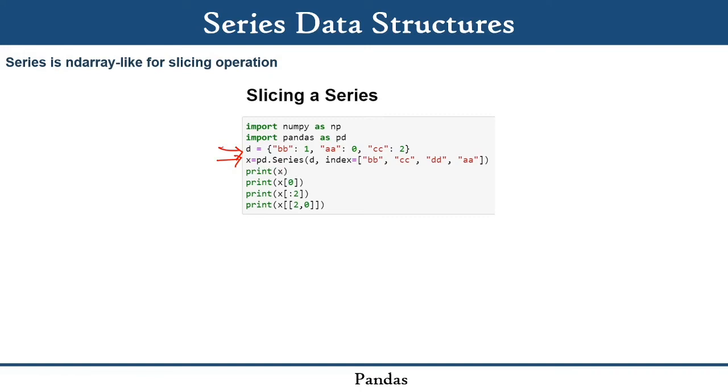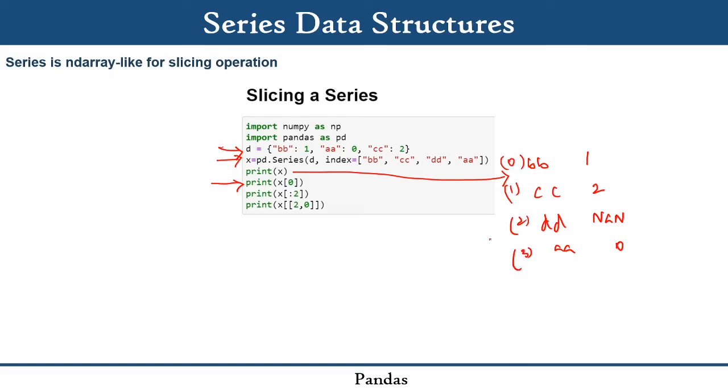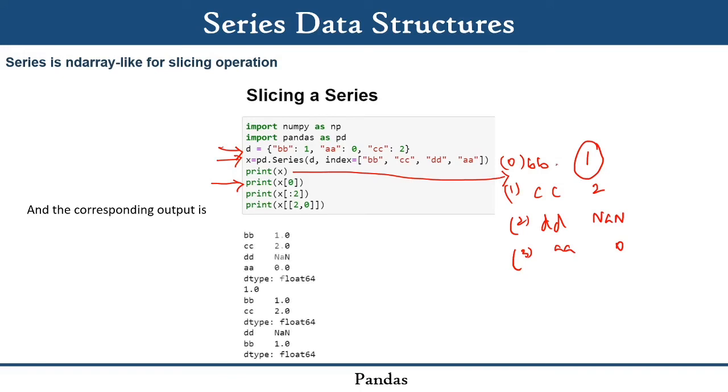Now let us consider this statement, which will generate the output with label BB and corresponding value 1, for CC the value is 2, for DD the value will be NaN, and for AA the value will be 0. Now let's see how we can use the slicing operation. Suppose we print x of 0. If I want to access a value, let's say label BB, what is the indexing position of this label? It's 0, similarly 1, 2, 3. So when the interpreter executes print of x of 0, in indexing position 0 we have data 1, and the interpreter gives the output given below.